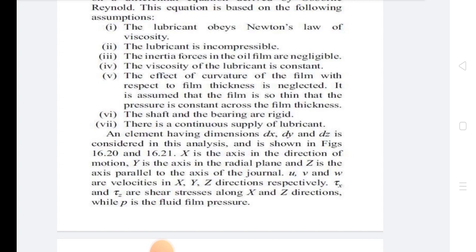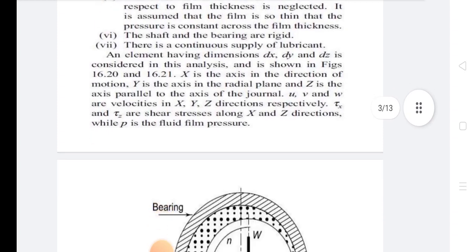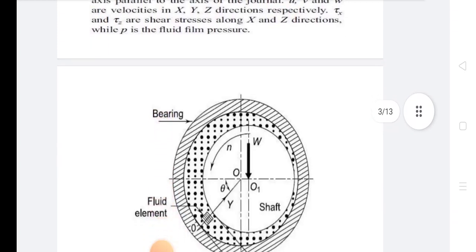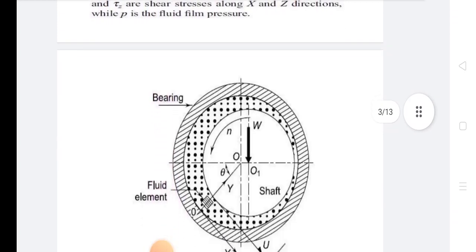An element having dimensions dx, dy and dz is considered in this analysis and is shown in the figure. X is the axis in the direction of motion, y is the axis in the radial plane and z is the axis parallel to the axis of the journal. U, v and w are velocities in x, y, z directions respectively. Tau x and tau z are shear stresses along x and z direction, while p is the fluid film pressure.